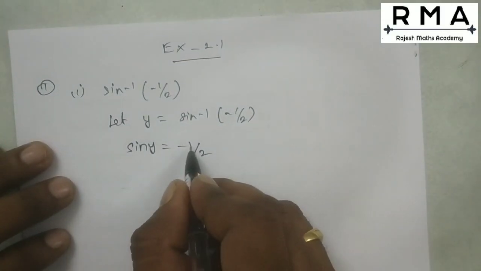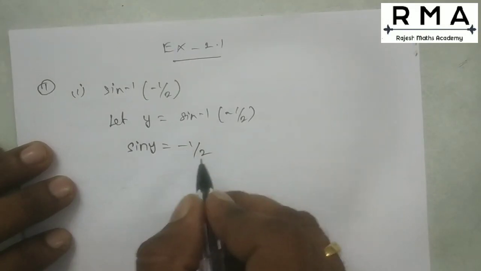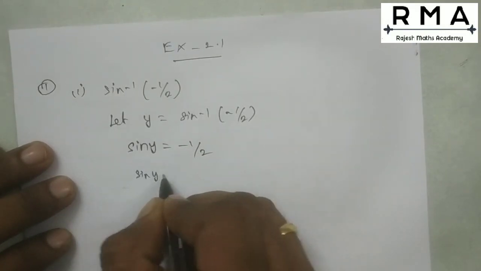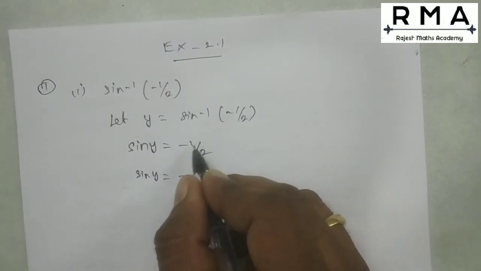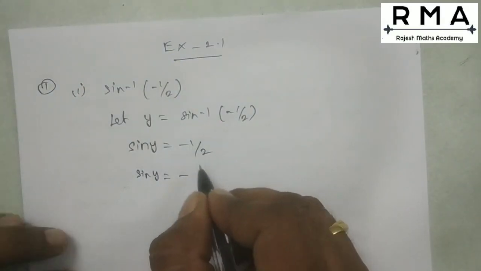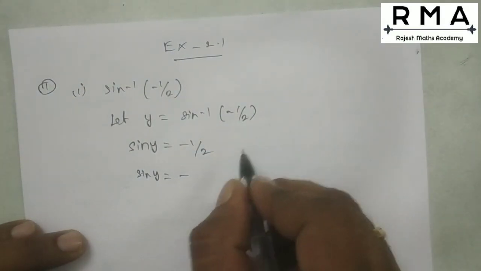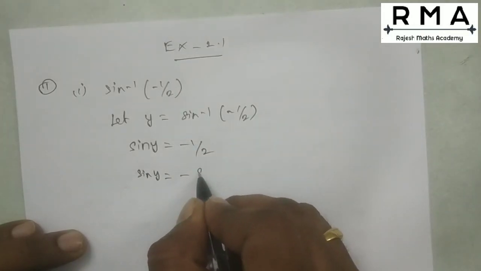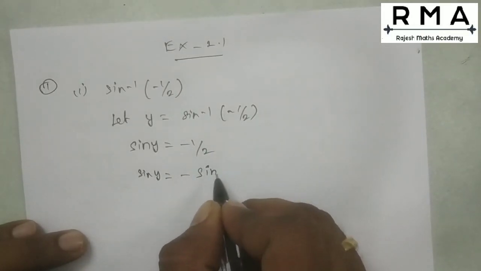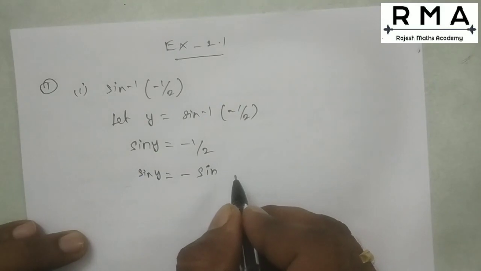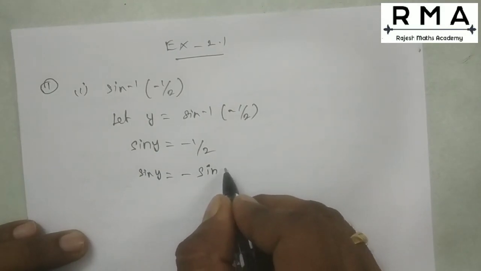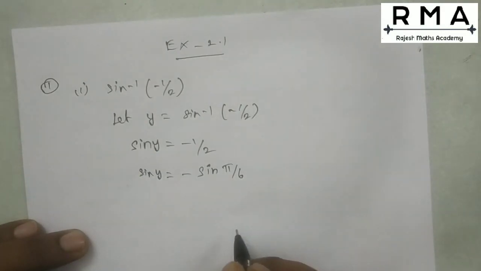Don't consider the negative or positive symbol, just write the value 1 by 2 for sine. So when does sine take 1 by 2? It is clear from the table that sine pi by 6, that is 30 degrees, is 1 by 2. So we are writing pi by 6.